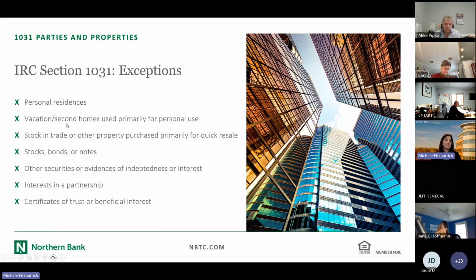Now, vacation or second homes that are used primarily or exclusively for personal use. If you have a second home that you do not rent and that you use more than 2 weeks a year, that does not get included. That's not able to be exchanged.